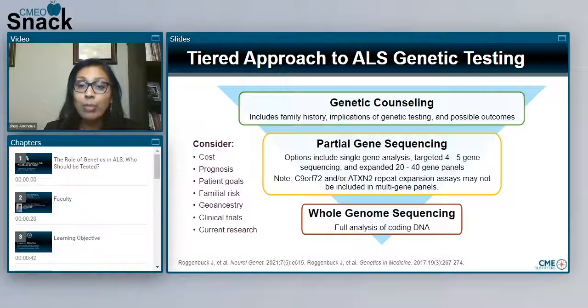And then in follow-up, we're able to obtain for more patients genetic testing through panels that cover about 25 ALS genes. And then usually there's a separate test or a different type of test to obtain the C9 genetic test, because that is, as you mentioned, a hexanucleotide repeat.